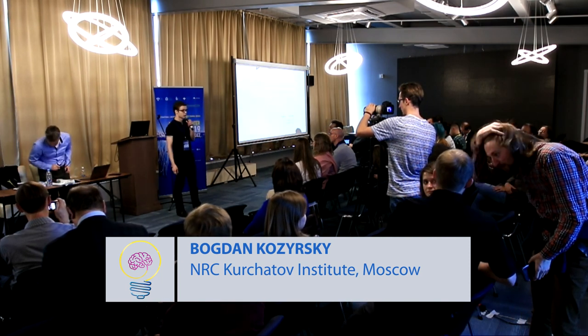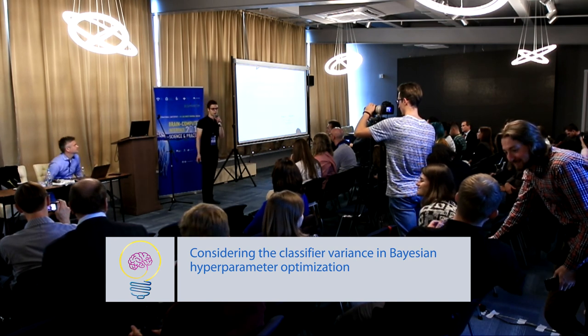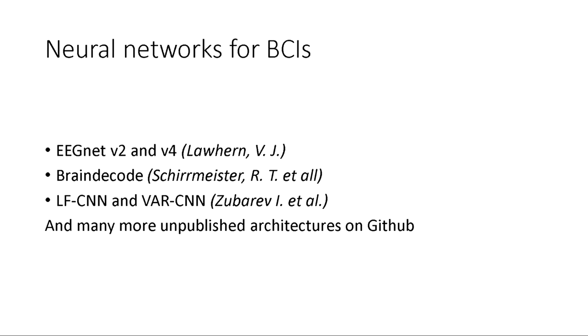So hello, dear colleagues. I want to talk a little bit about an automation approach for finding optimal hyperparameters for your BCI classifiers. First of all, I need to mention that even at this conference, you, with high probability, heard about some new neural network architectures for classifying BCI data.